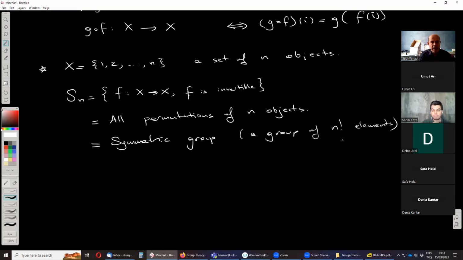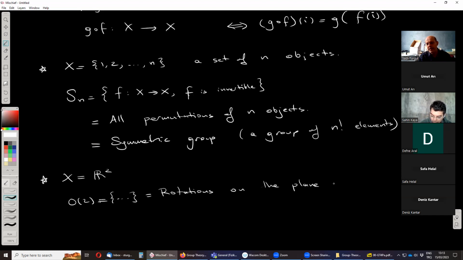Okay. So X might be the set R squared. And in that case, I'm going to call this O2. Let's say, I don't want to use the set notation in here. Sorry about this. These are basically the rotations on the plane, including the reflections.